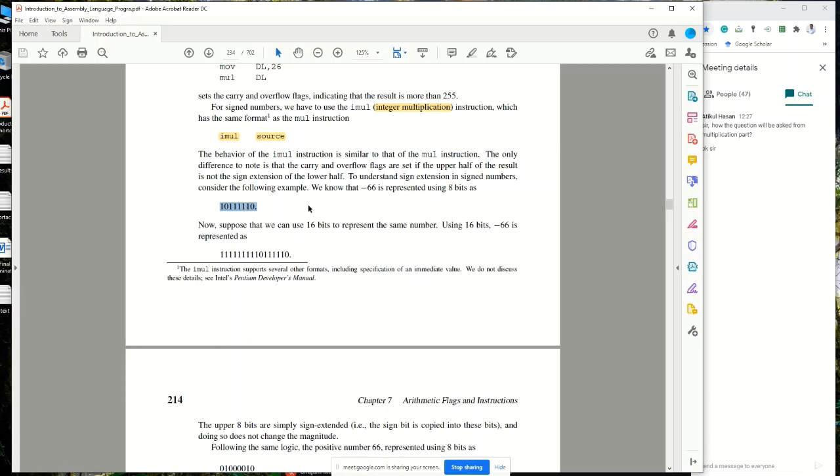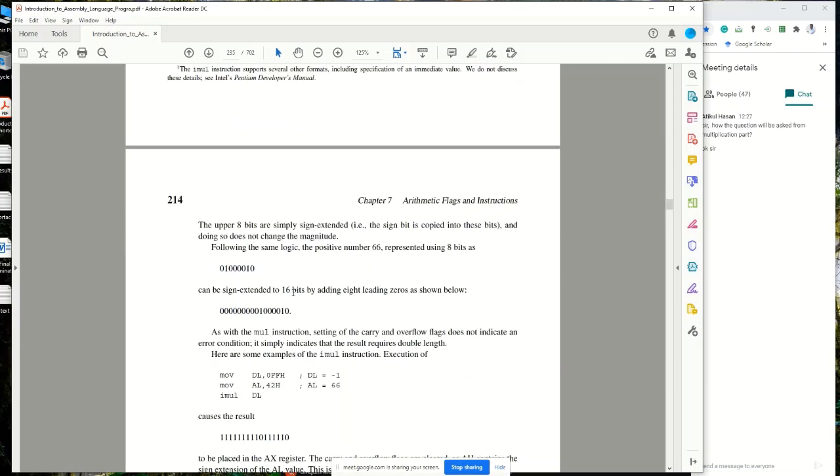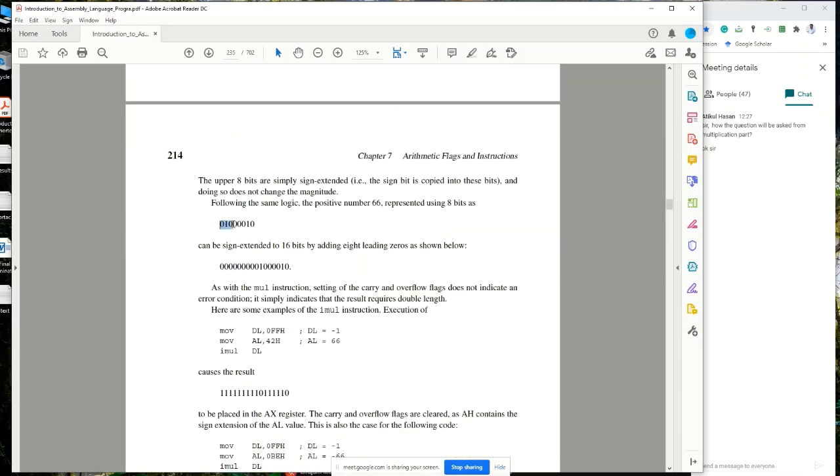If you want to convert this minus 66 into 16-bit minus 66, what you need to do is just add another 8 ones because it's a negative number. That's why all are 1111. Fine. In a very similar way, this is the equivalent of plus 66. Okay, plus 66. This is the positive 66 in 8-bit. If you want to convert this one into 16-bit plus 66, that is plus 66 with all 0000 because this is a positive number.